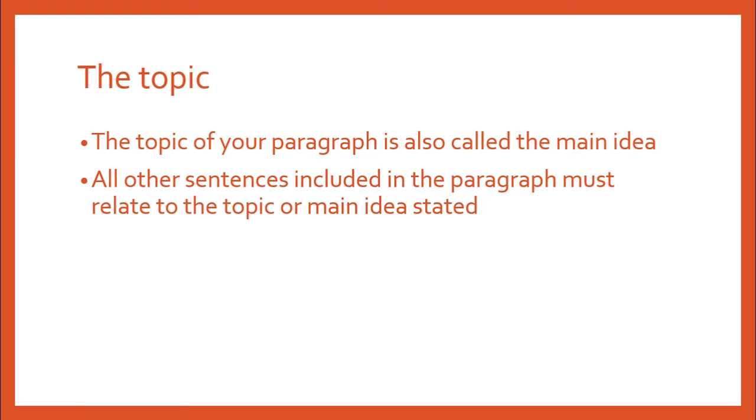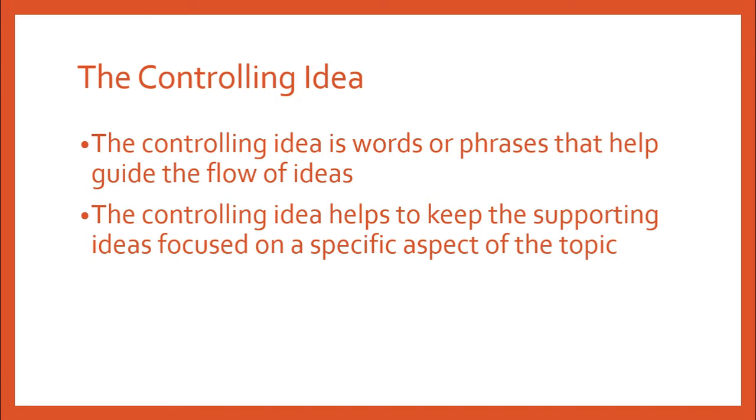So the topic of the paragraph is also called the main idea. So this lets the reader know basically what the entire paragraph is going to be discussing. And so every other sentence you include in the paragraph has to be related to the topic or the main idea that you state in your topic sentence. The controlling idea is going to help guide the flow of ideas or direct exactly what you're going to say about the topic that you have chosen.